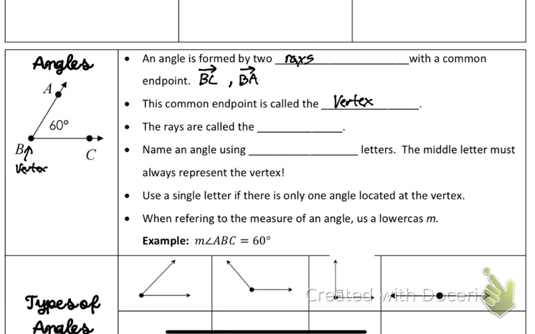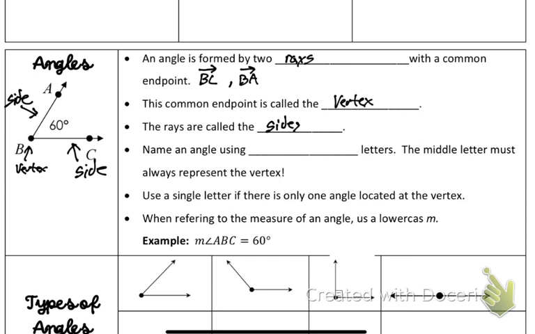If I ask for sides, we're going to give those rays. Oh, I kind of blew it. The rays are called sides. The rays are called the sides of your angle. So this would be a side. This would be a side. So you have two sides and a vertex.